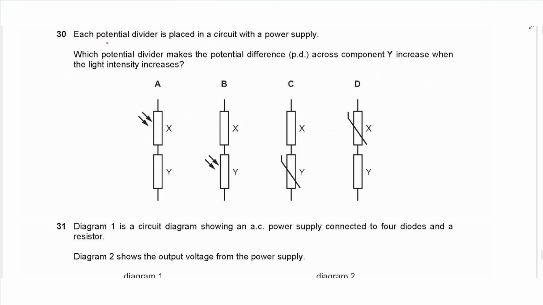Question 30 says each potential divider is placed in a circuit with a power supply. Which potential divider makes the potential difference across component Y increase when the light intensity increases? So when light increases, the resistance of an LDR decreases. So here resistance decreases, so voltage decreases, and the voltage across Y increases. So this is the answer.